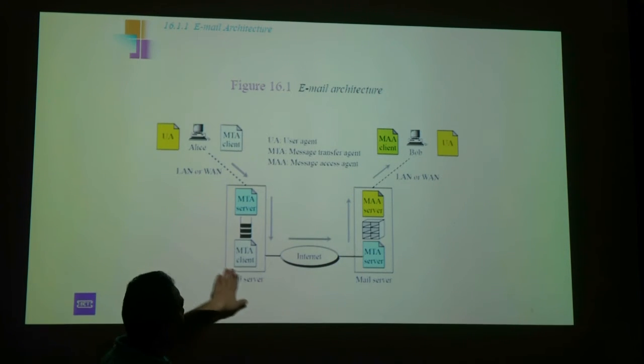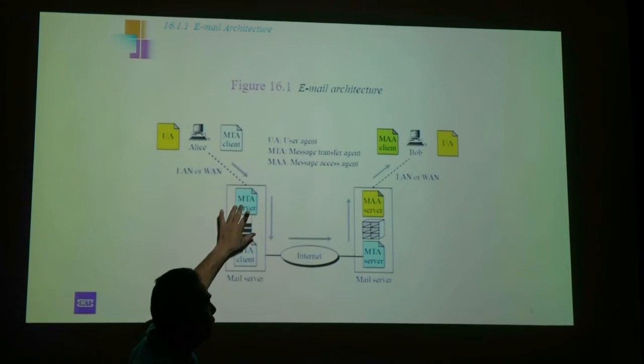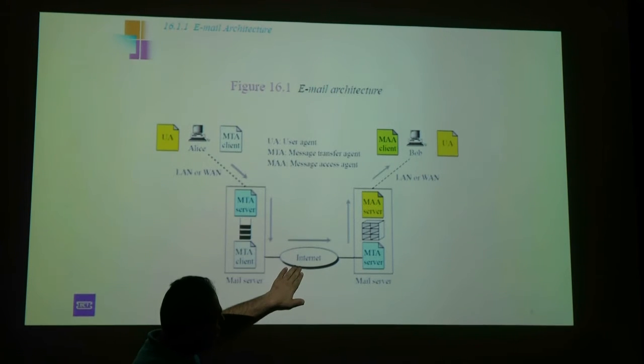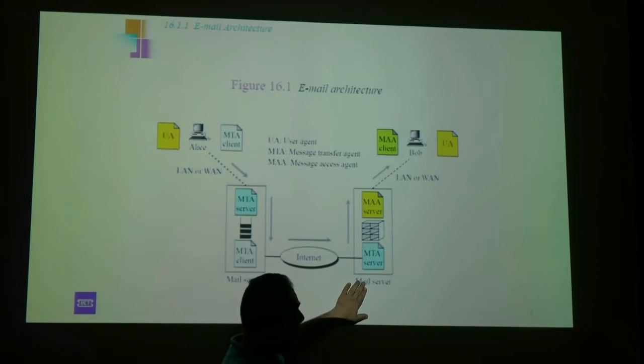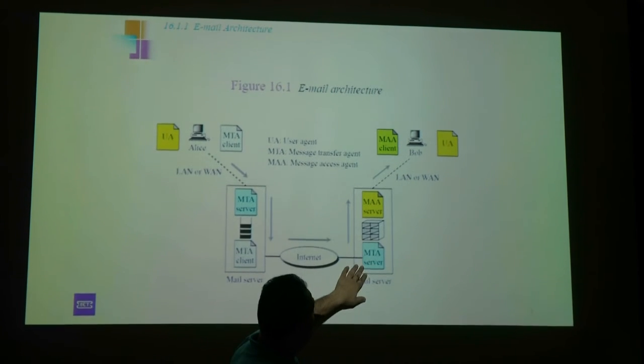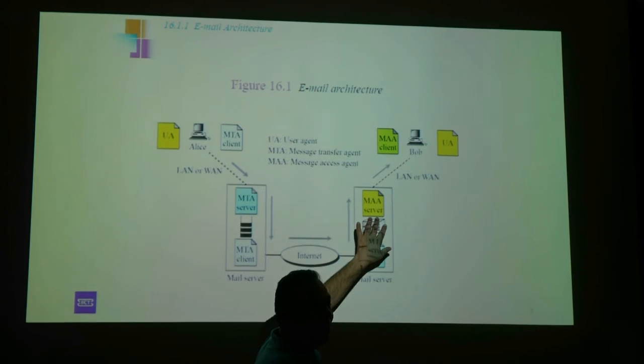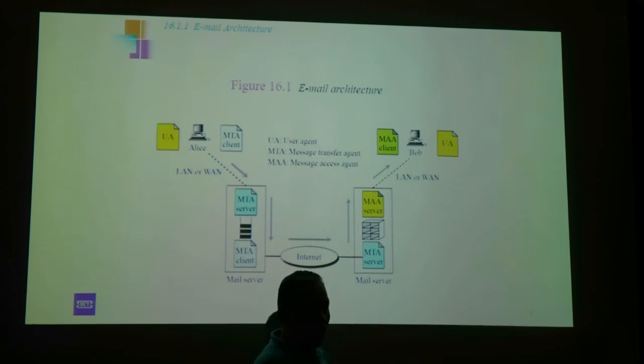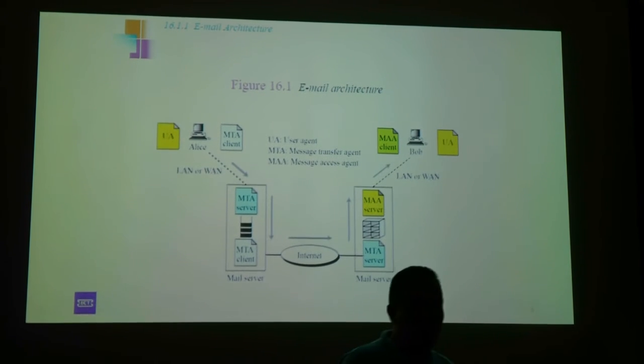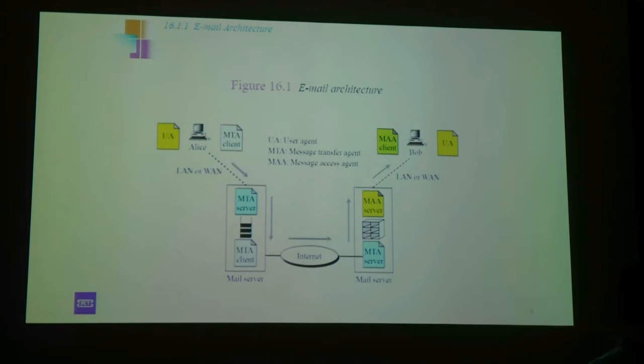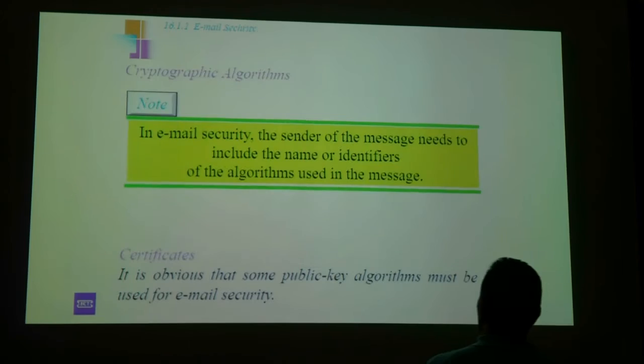So when the message is transmitted by the mail server over the internet, it will be received by another mail server, and it will be put in the mailbox of the recipient. And the recipient will get the message whenever he wants. Okay? So it's a simple mail, right?